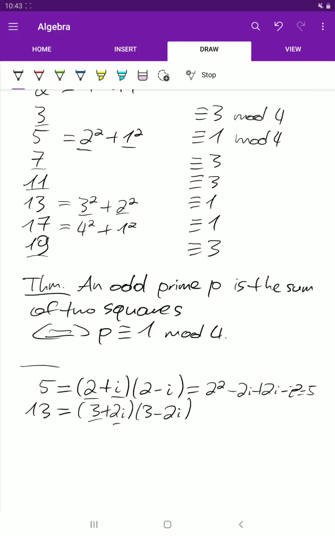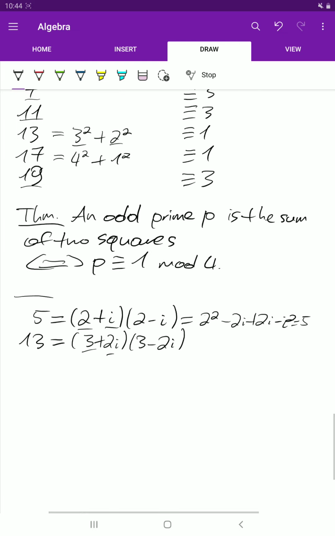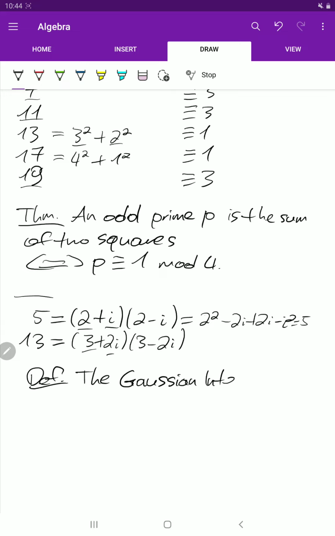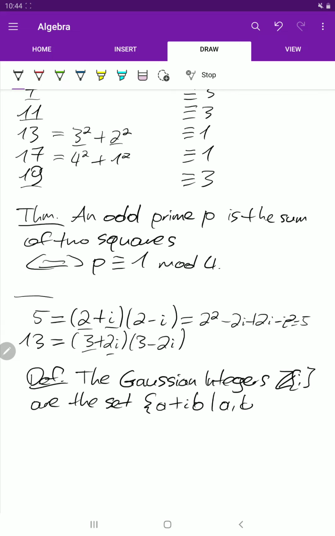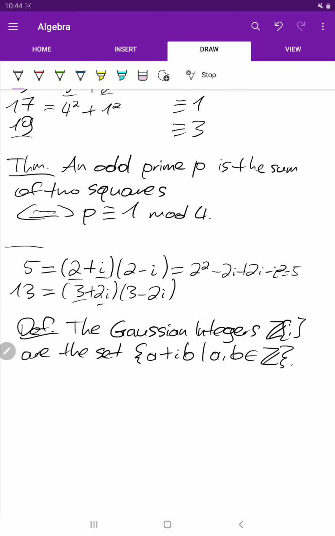So we'll come back to this later, but this motivates the following definition. Now we'll define the Gaussian integers. We call them Z adjoin i, and they are, as a set, a subset of the complex numbers, and of course they have a group structure and even a ring structure. That's just a plus ib, where a and b are integers. Okay, so that's the Gaussian integers.